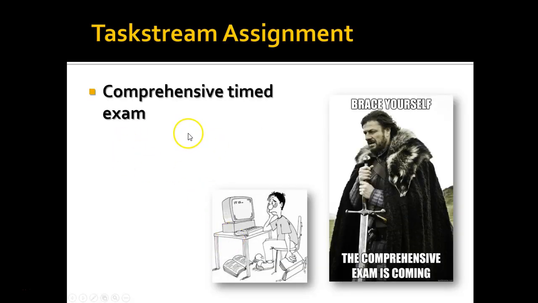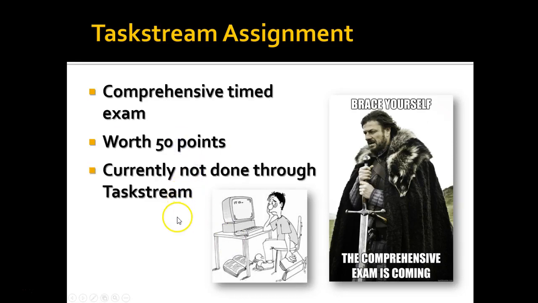Again, the final is comprehensive, and it's worth 50 points. It is in place of a task stream assignment. This is the way we found best to capture the data of your understanding and appreciation for the material.